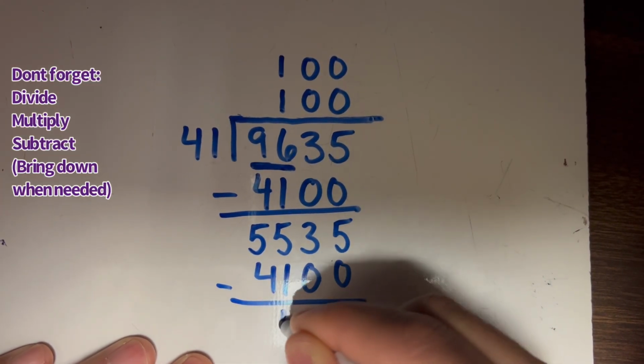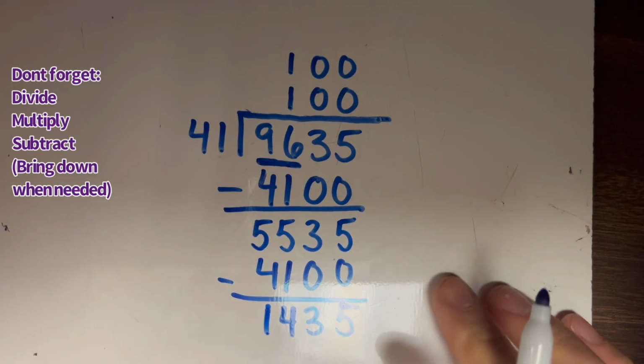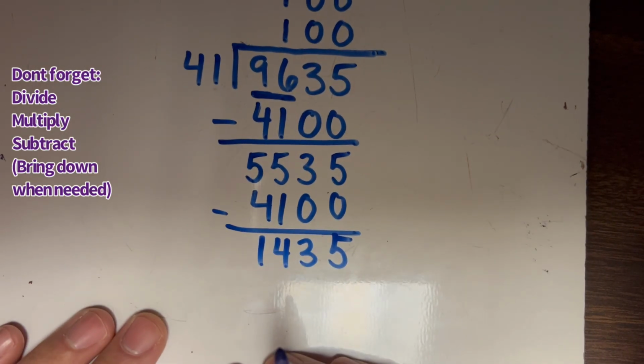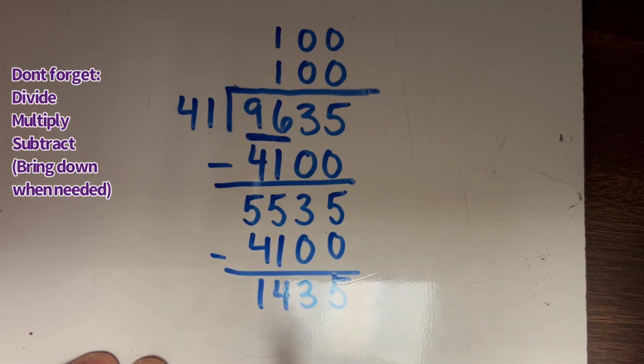So I'm doing my subtraction, and I get another remainder of a big number, 1,435. All right, so I'll let you guys catch up.